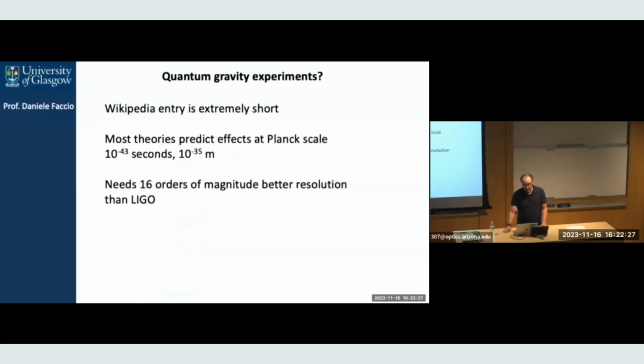On the other hand, if you search Wikipedia for quantum gravity experiments, there's not much there. And there's a reason for this: most or all of those theories that I listed predict effects at the Planck scale. Meaning that if you want to do an experiment that verifies or falsifies or collects data for these theories, you need to be probing at 10 to the minus 43 seconds or 10 to the minus 35 meters, depending on how you want to look at it. But we just don't have that capability at the moment, and probably won't have it for a very long time.